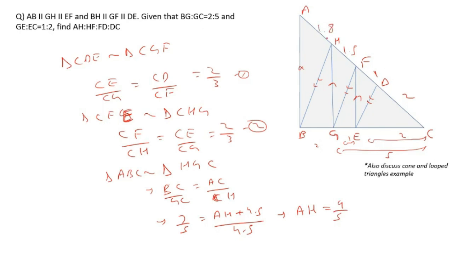So the ratio becomes 1.8 is to 1.5 is to 1 is to 2. Multiply it by 10 to get some decent numbers: 18 is to 15 is to 10 is to 20.